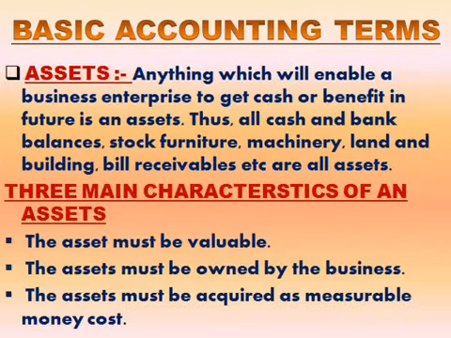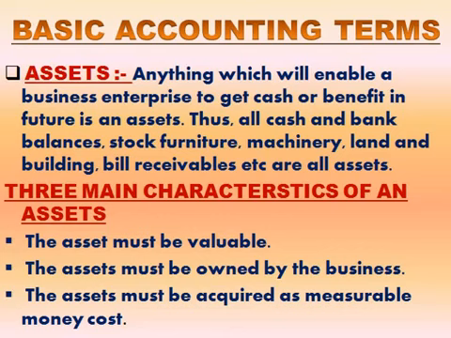The next accounting term is of asset. Asset is anything which enables a business enterprise to get cash or benefit in future. It includes all cash, bank balances, stock, furniture, machinery, land and building, bills receivable are all included in asset. In other words, we can say assets are the future economic benefit, the rights of which are owned or controlled by the organization or individual.